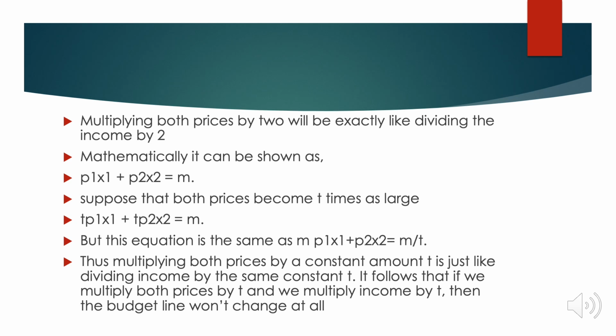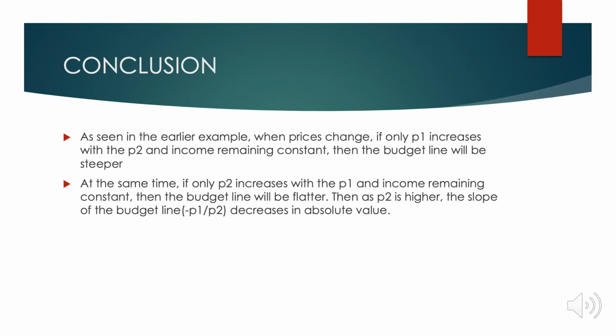It follows that if we multiply both prices by T and if we multiply income by T, then the budget line won't change at all. The conclusion just tries to reaffirm what we have mentioned earlier, how the budget line shifts due to the change in prices of good 1, good 2 and income.